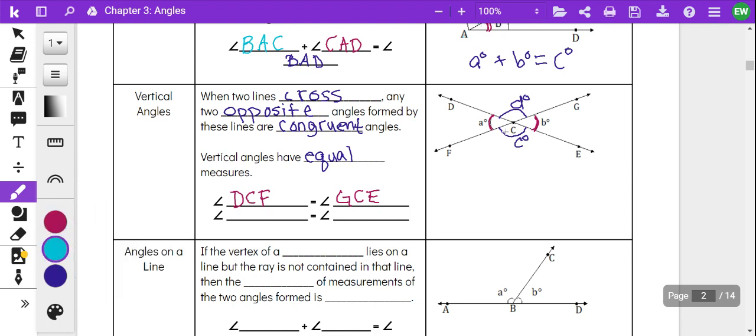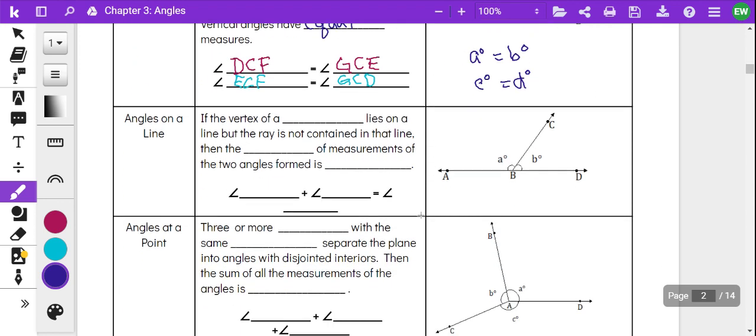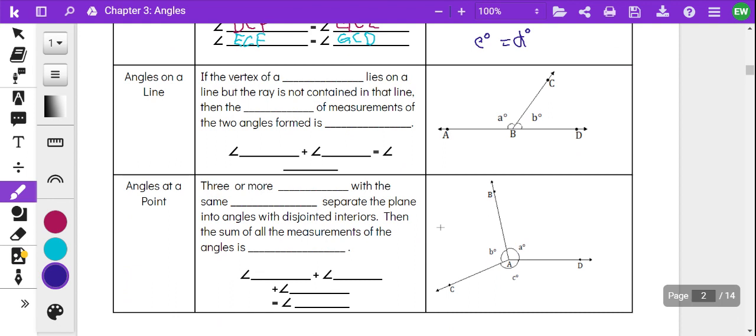Okay, let's look at that other set of angles. So we've got C, which is ECF. And then we have D up here. This is opposite, which is GCD. So what we have here is the measure of A is equal to the measure of B. The measure of C is equal to the measure of D. All right, you can pause if you need to. I'm going to move to angles on a line.